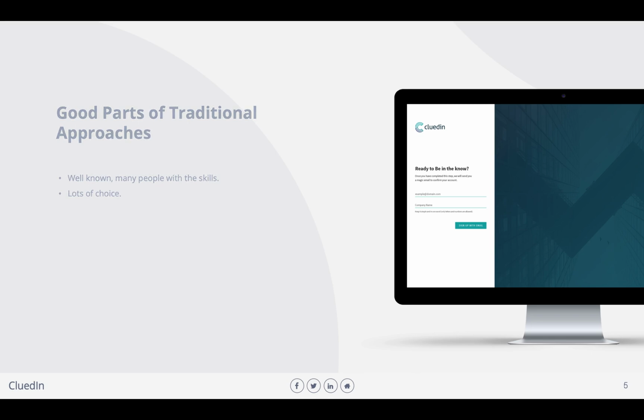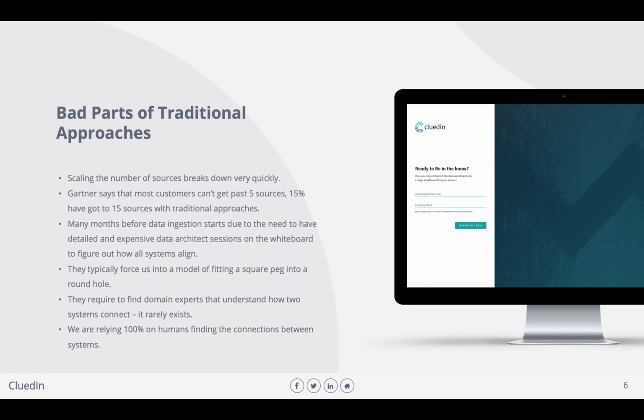But let's head into the bad parts. Let's start with the obvious. When we ask our customers, when we ask our partners, and some of these partners are the leading service providers globally, when you ask them how many clients are integrating more than 10 or 15 or 20 different data sources with success, it is very rare that we find an answer of yes.